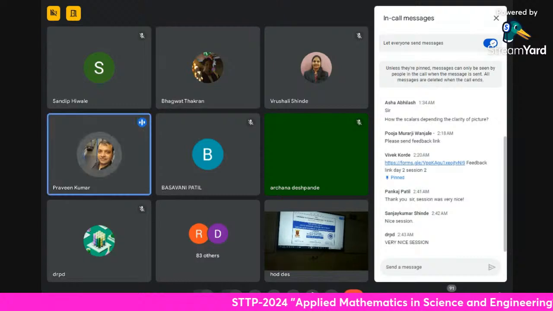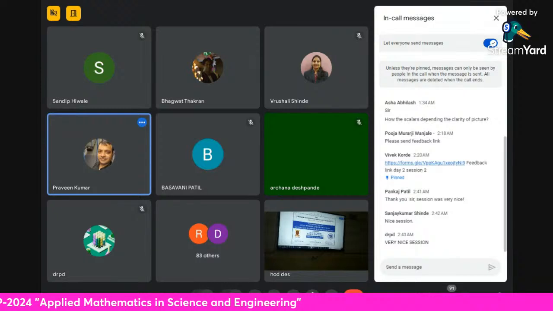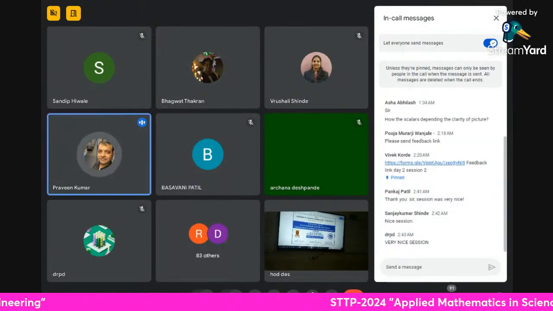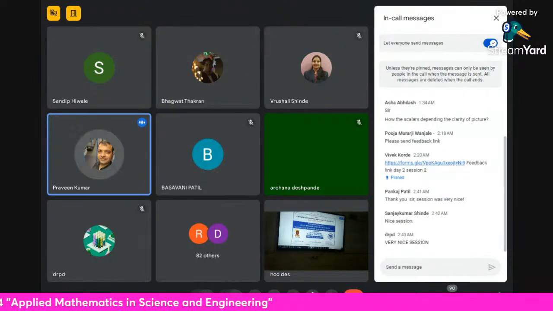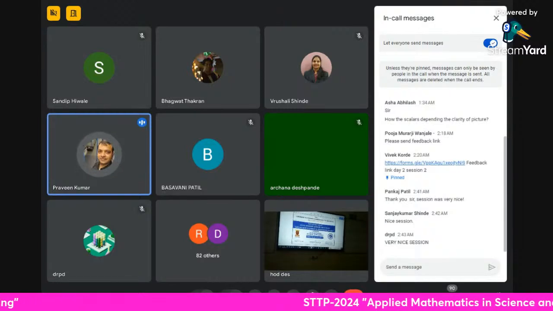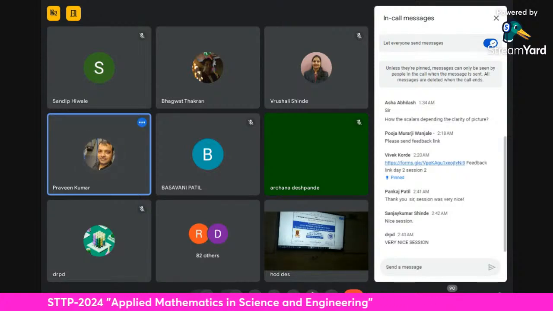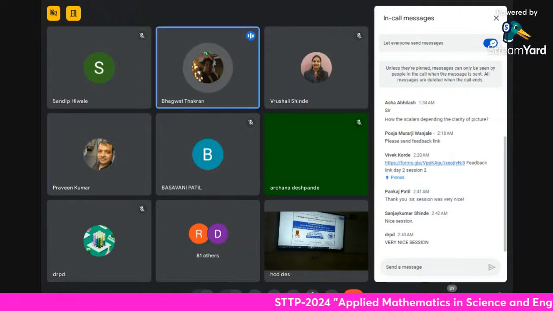Thakran sir, I have just one query. What is the main concept of this linear algebra? Although the whole world is behind this to use in artificial intelligence, AI and ML, can you give some insight on this? Okay, in machine learning, you're saying. Yes.